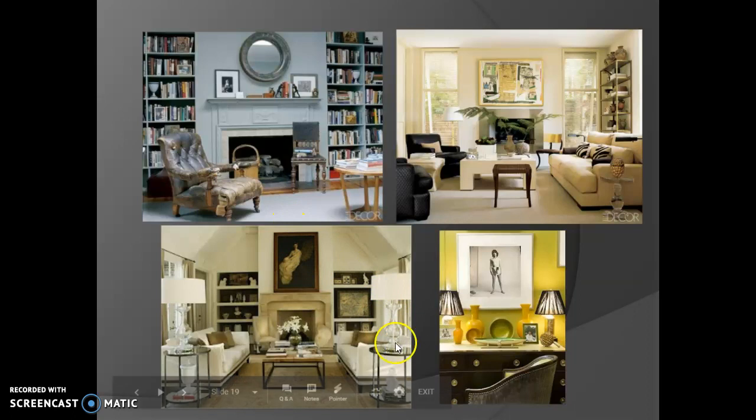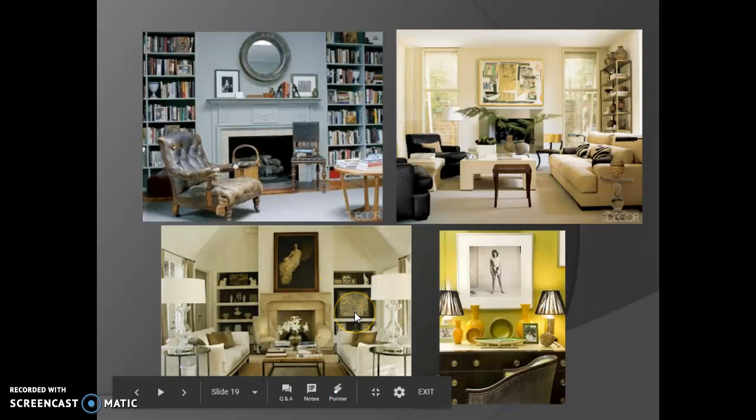In this one, we do have two sofas, so this one's looking pretty similar. This one's kind of on the cusp between symmetrical and asymmetrical, but I think the differences are significant enough that it would be considered asymmetrical balance.